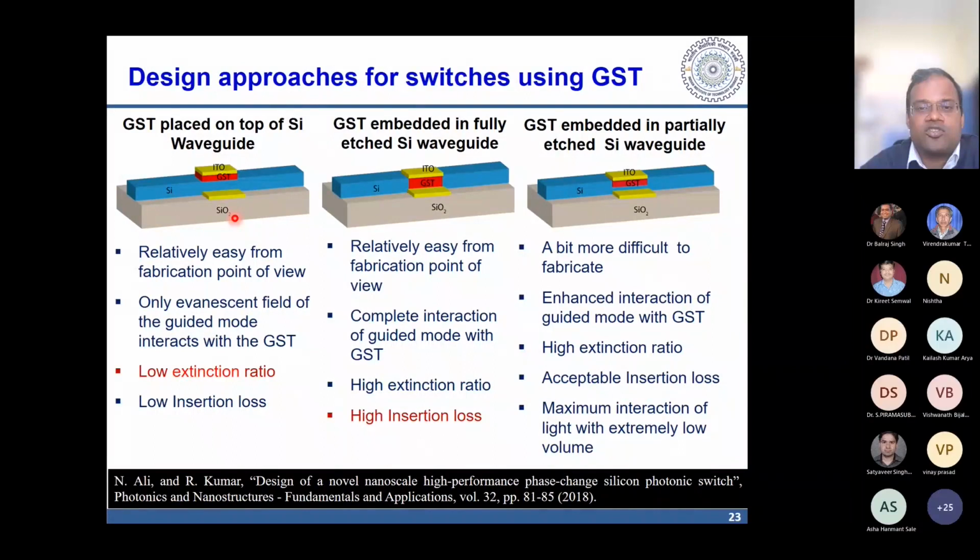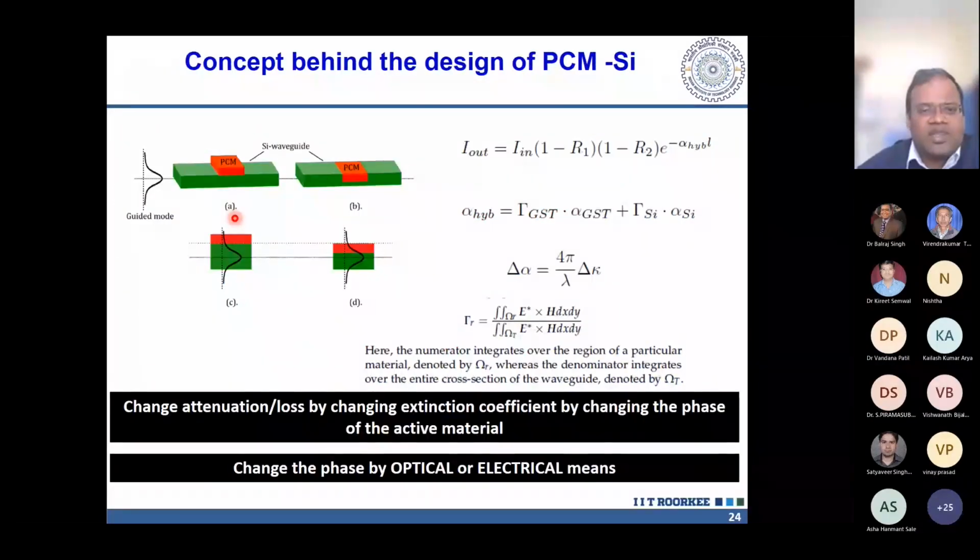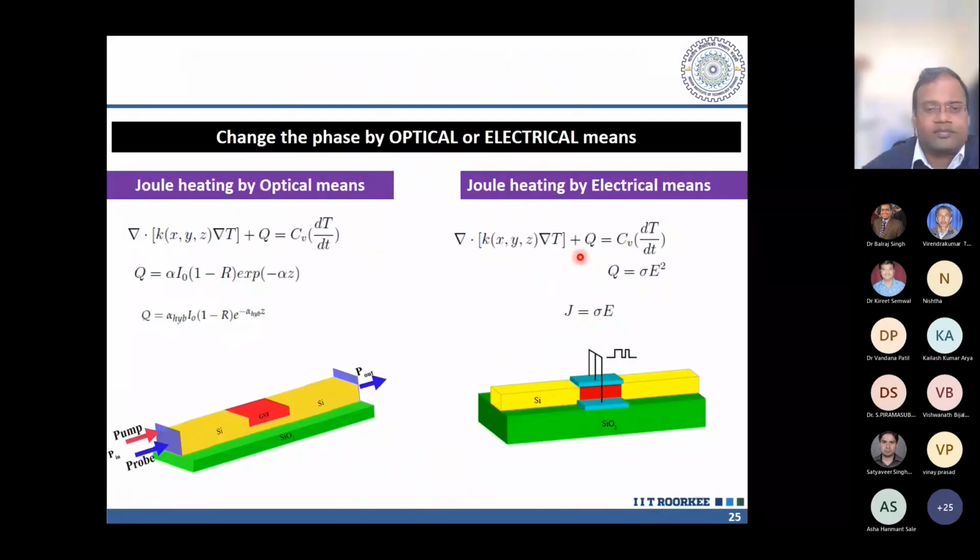Here again, this is a representation of how we design. At the heart of this is the change in alpha by virtue of changing kappa, the extinction coefficient. The rest is basically mathematics, how the light is confined. There are 2 ways, as I mentioned in the beginning itself, of switching this. One is optical, another is electrical.